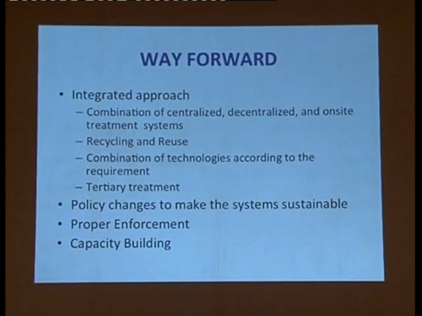So what is the way forward? An integrated approach is needed, a combination of centralized, decentralized and on-site treatment systems, and recycling and reuse is very essential. A combination of technologies according to the requirement. We cannot say that this technology is always better, so we have to go for a combination of technologies, and whenever needed we have to go for tertiary treatment.